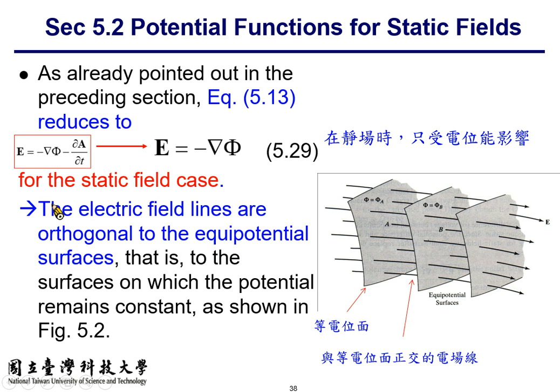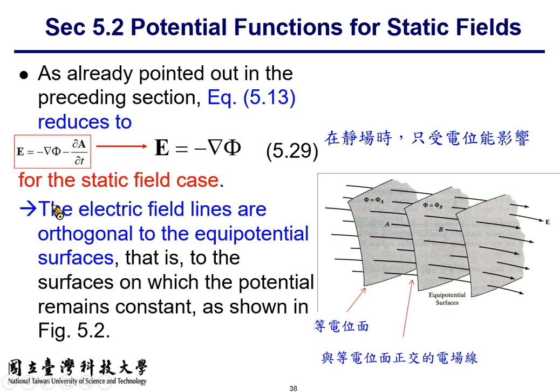The electrical field intensity can be generated by the gradient of phi and the time derivative of A. Under the condition of static field, the second term, the time derivative of A, goes away, so it can be expressed as E equals the minus of the gradient of phi. Phi is the electrical scalar potential.